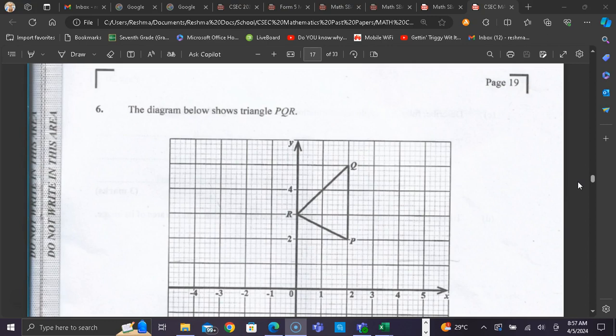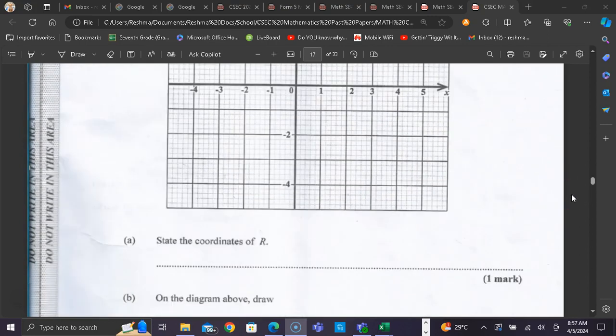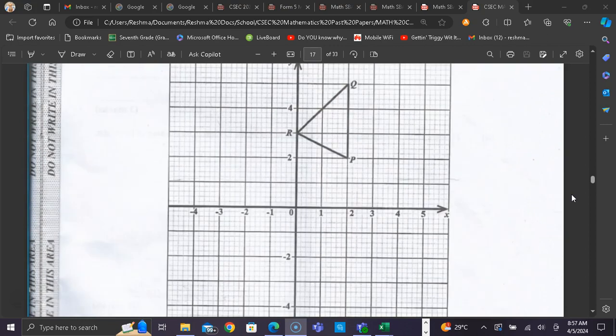We're on question 6, which is typically on statistics, but this one from January 2018 is on transformations. We have a triangle PQR on a grid, and part A, for 1 mark, we have to state the coordinates of R. That's an easy 1 mark. So let's look at the diagram.